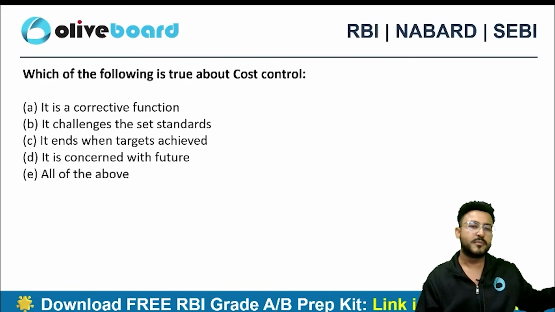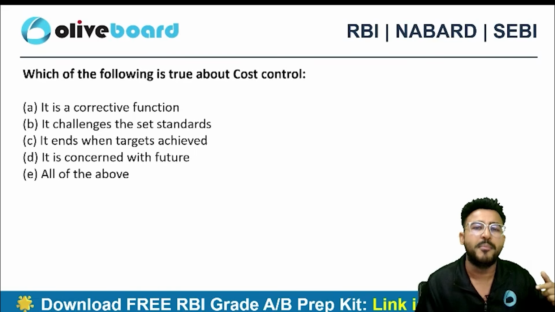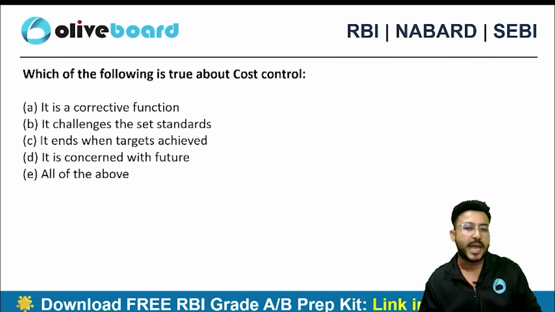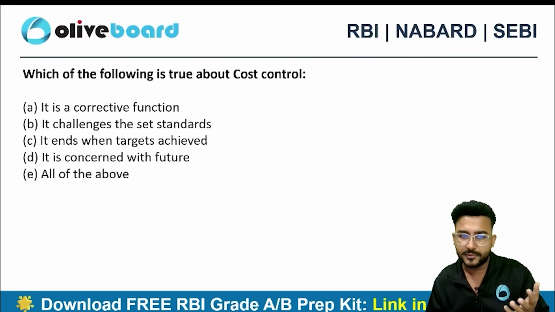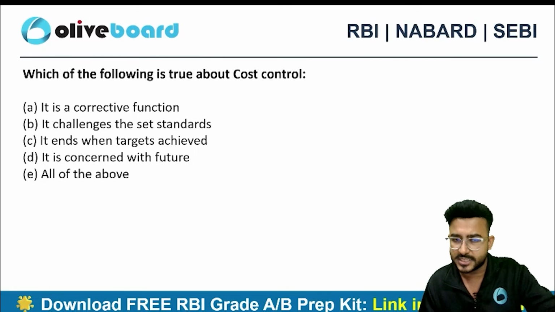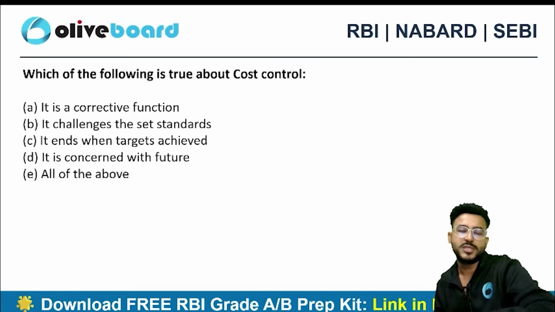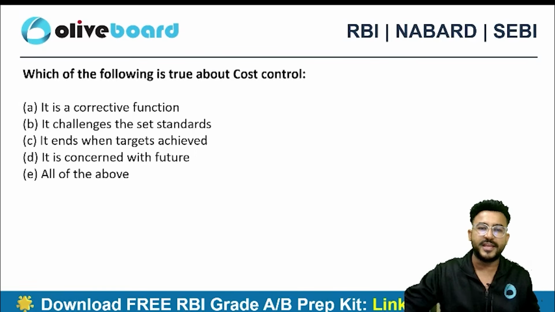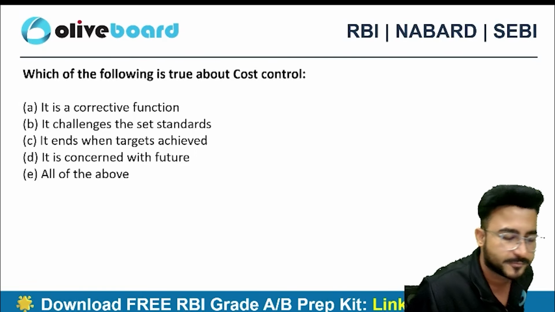Next one. Which of the following is true about cost control? Option A, it's a corrective function. Option B, it challenges the set standard. Option C, it ends when the target is achieved. Option D, it is concerned with the future, or all of the above. Which of the following is true about cost control?